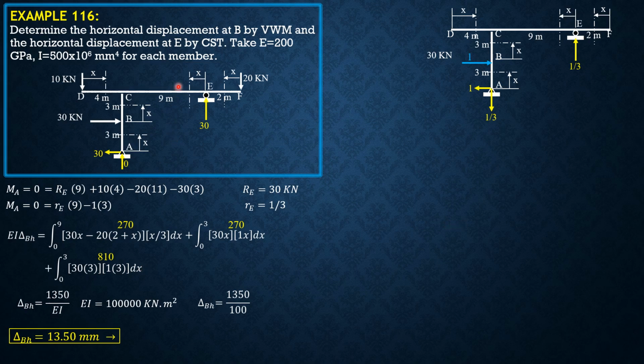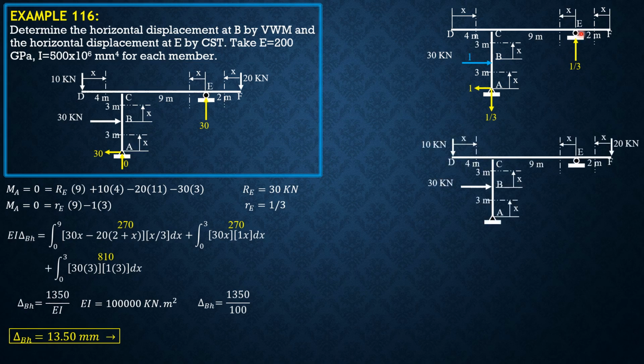So next we apply Castigliano's second theorem to compute the horizontal displacement at E. We apply a force P at E horizontally to the right, and we have the same sectioning. So again, the reaction here due to the actual loads is already 30. We just consider the effect of P.